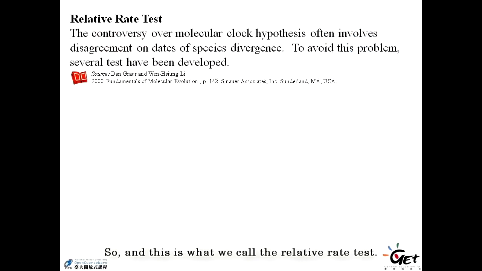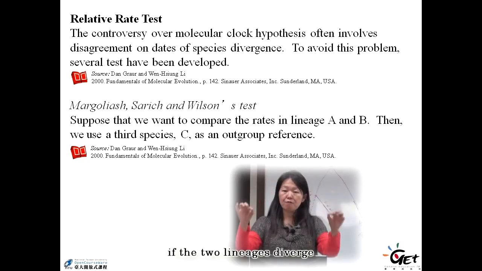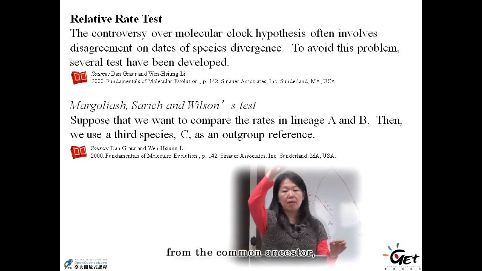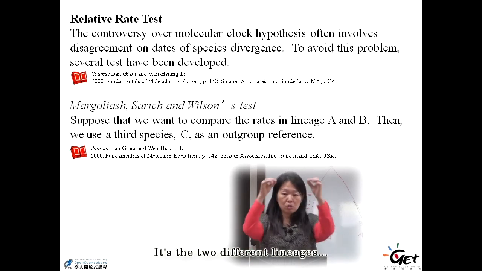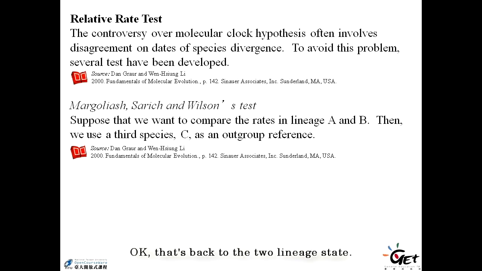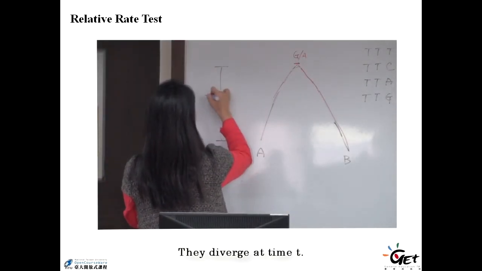So this is what we call the relative rate test. The relative rate test was proposed by McCulloch and colleagues. They ask: if two lineages diverge from a common ancestor, do they evolve at a similar rate? These are the two different lineages, and they diverge at time t.